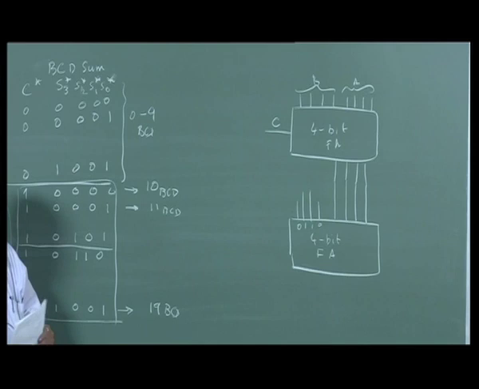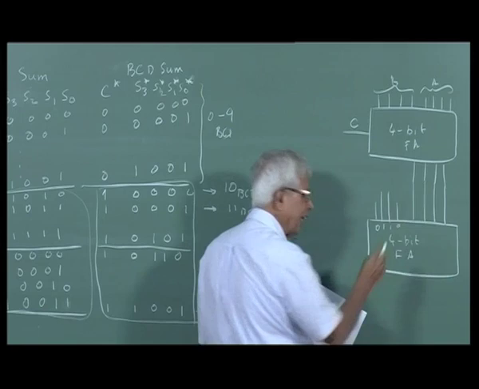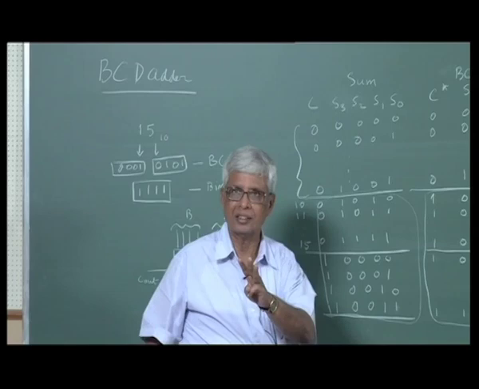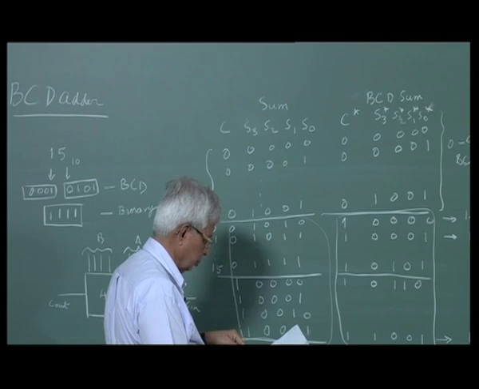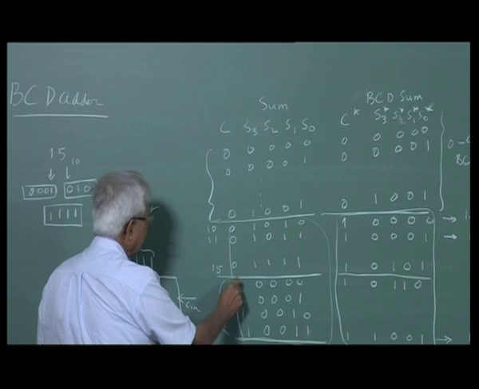This 6 is not always added. It is added under the following conditions, 3 conditions. 6 is added if the original carry is 1. This carry out is 1. This is the carry out of the first adder. The original carry, if it is 1, I have to add 6.